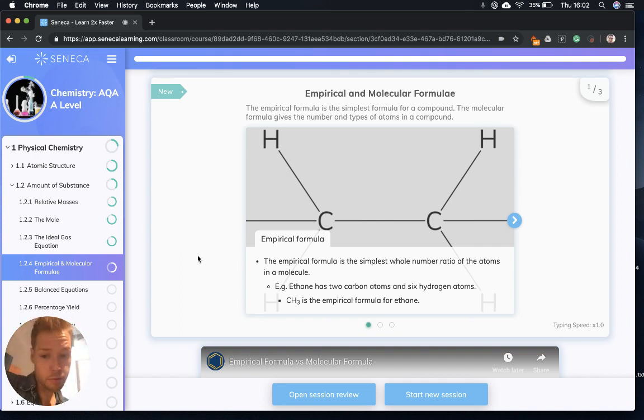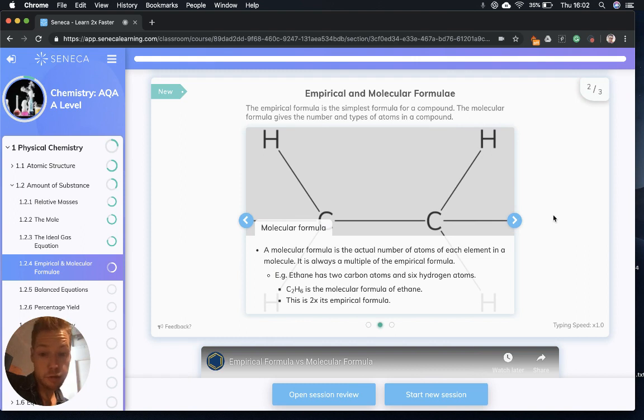If we go through an example, we have ethane that has 2 carbons and 6 hydrogen atoms. So the empirical formula would be CH3 because it's the simplest whole number ratio. 2 goes to 1 carbon and 6 hydrogens goes to 3 hydrogens. The molecular formula is the actual number of atoms of each element in a molecule. It is always a multiple of the empirical formula. So ethane has 2 carbons and 6 hydrogen atoms, so C2H6 is the molecular formula, and the empirical formula would be CH3.